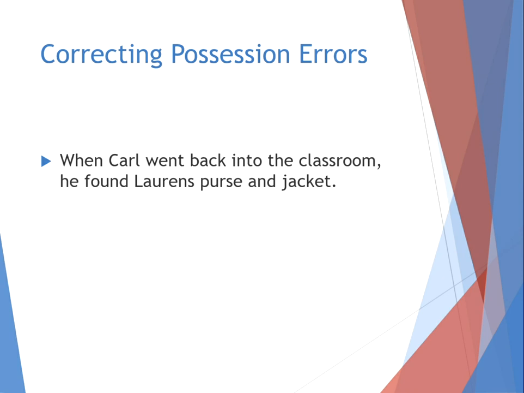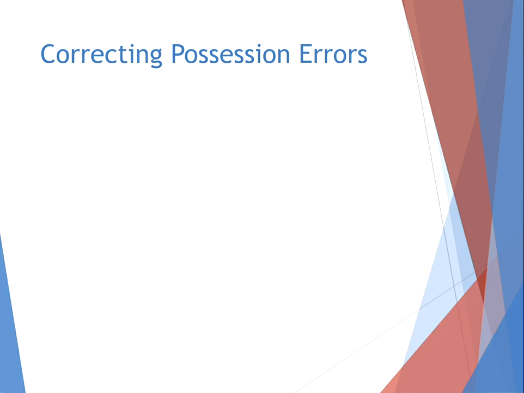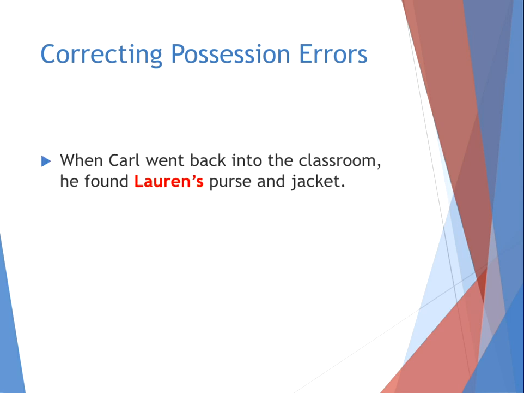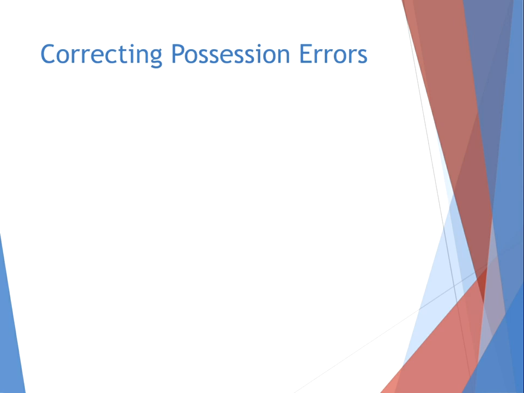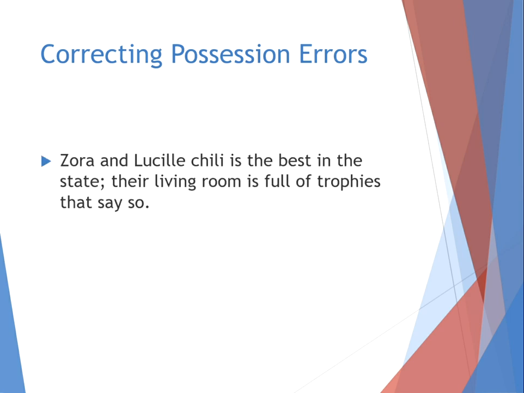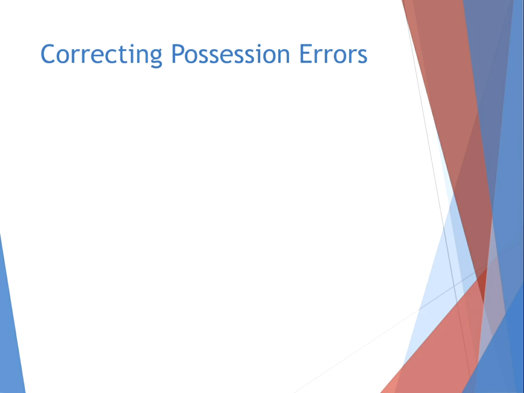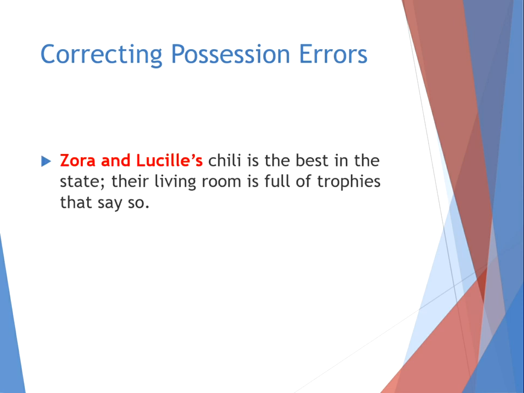When Carl went back into the classroom, he found Lauren's purse and jacket. Here, Lauren is a singular possessor, so she gets an apostrophe S. Zora and Lucille's chili is the best in the state. Their living room is full of trophies that say so. Here, Zora and Lucille are a compound subject, so they get an apostrophe S on the second possessor.